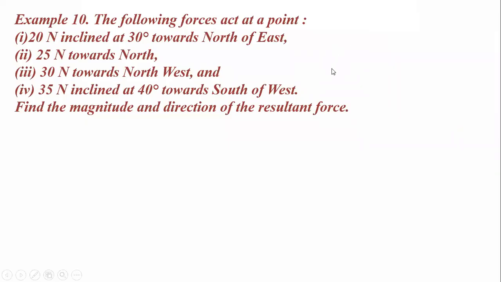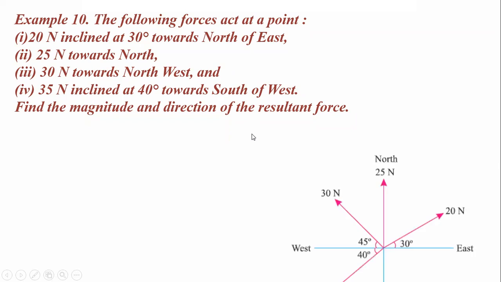Okay, let us start with a new problem: to find the resultant for the given system of forces. The problem is the following: forces acting at a point. The first force is 20 Newton inclined at 30 degrees north of east. The second force is 25 Newton towards north. The third force is 30 Newton towards northwest, and the fourth is 35 Newton inclined at 40 degrees south of west.